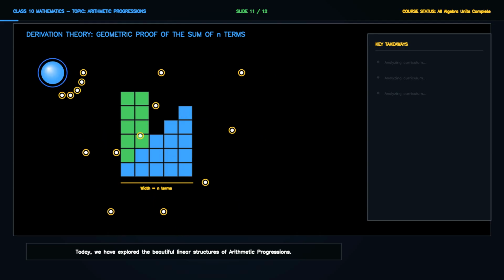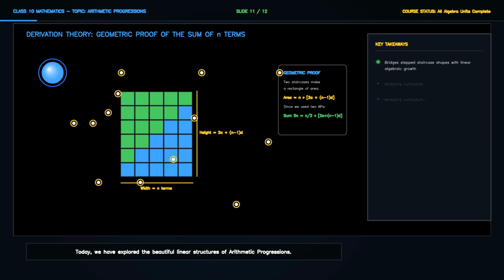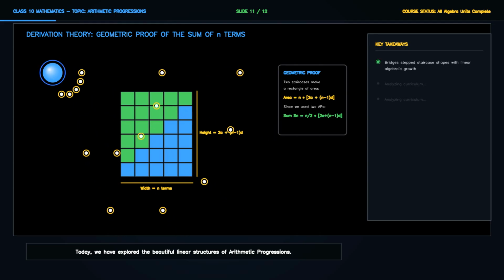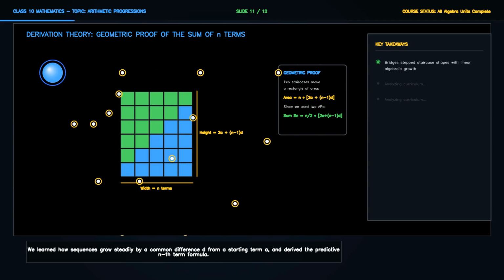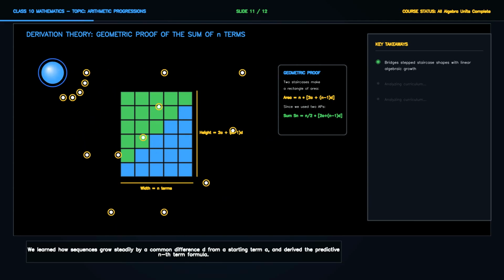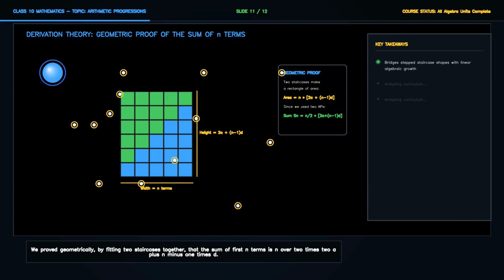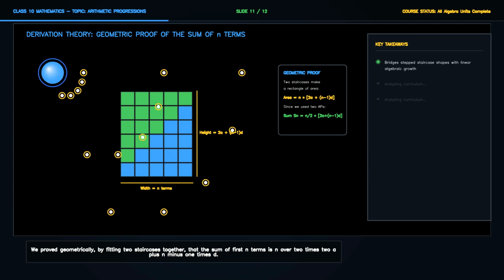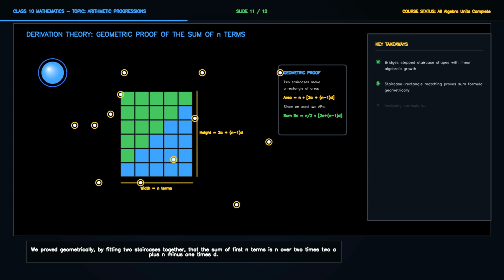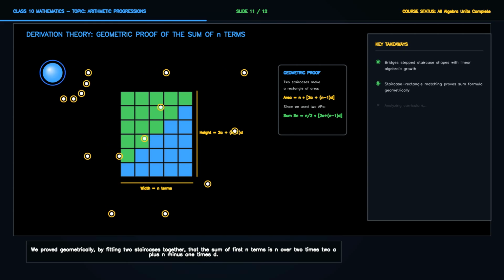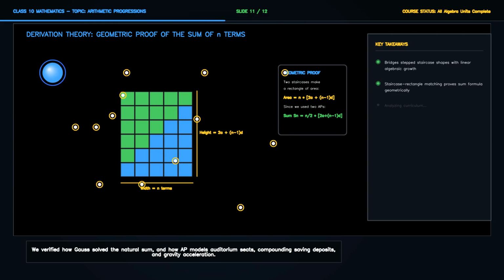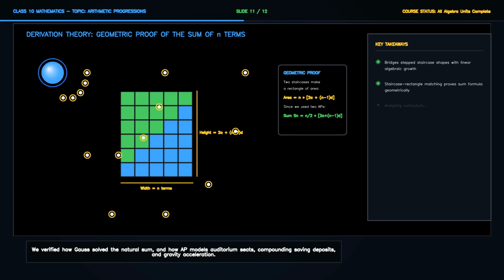Today, we have explored the beautiful linear structures of arithmetic progressions. We learned how sequences grow steadily by a common difference d from a starting term a, and derived the predictive nth term formula. We proved geometrically, by fitting two staircases together, that the sum of first n terms is n over 2 times 2a plus n minus 1 times d. We verified how Gauss solved the natural sum, and how AP models auditorium seats, compounding saving deposits, and gravity acceleration.